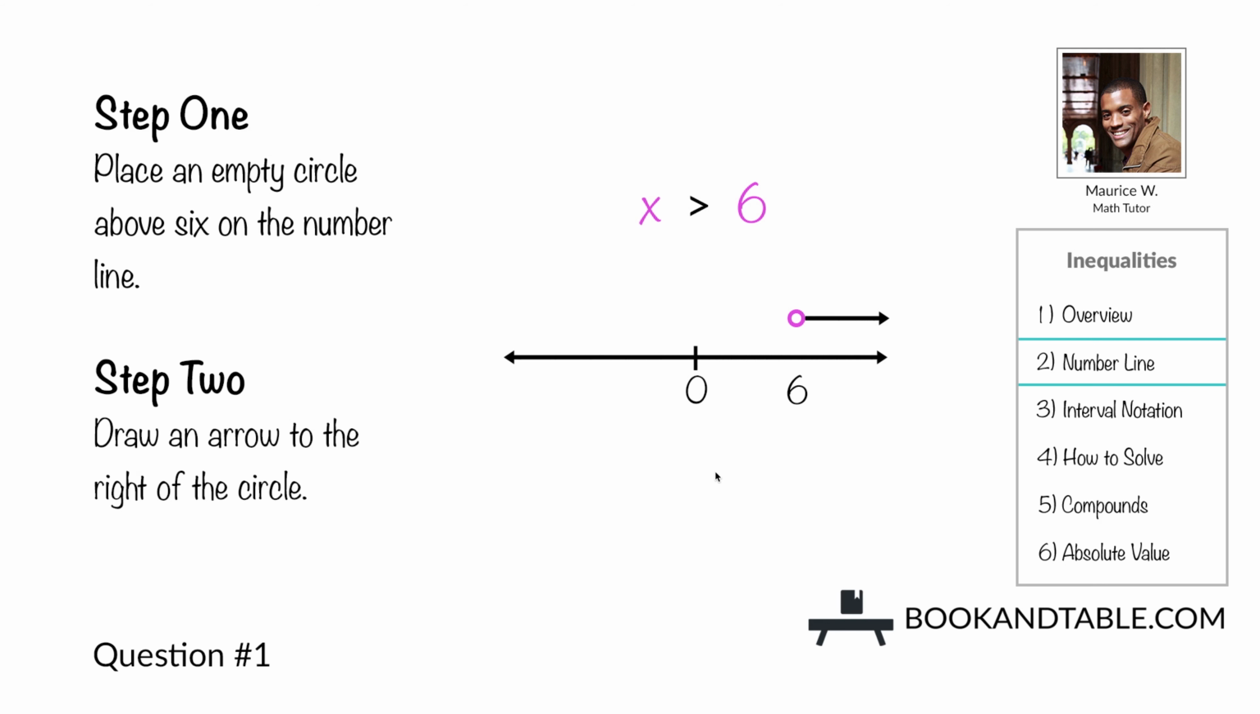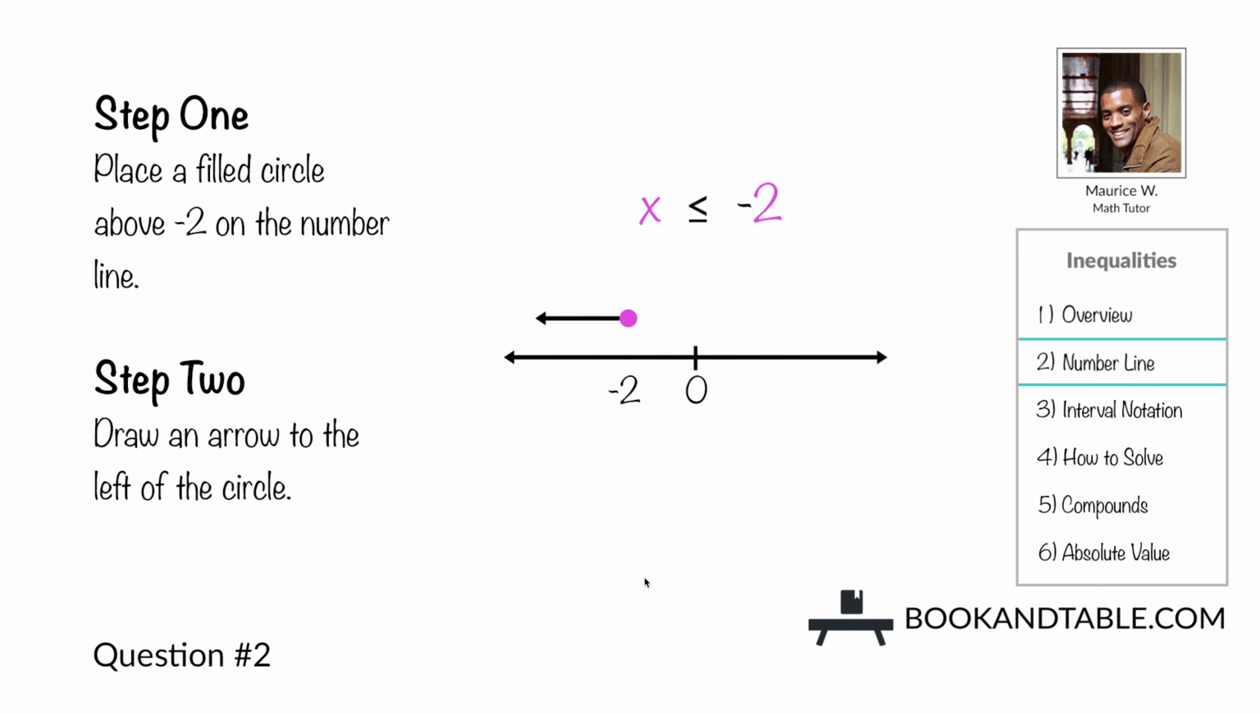Okay, let's take a look at how to draw the number line for question number 1. You were given x is greater than 6. So step 1, place an empty circle above 6 on the number line. It is empty because x cannot equal 6, but it is greater than. So since it is greater than, and the number line increases towards the right, step 2 is you draw an arrow to the right of the empty circle. And this would be how you represent this inequality. This would be your answer.